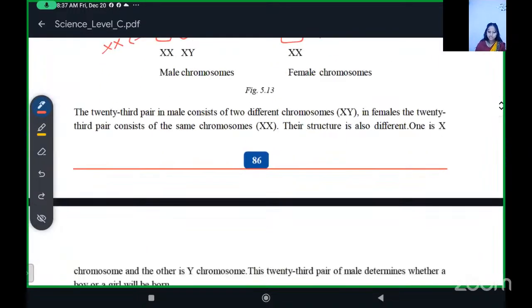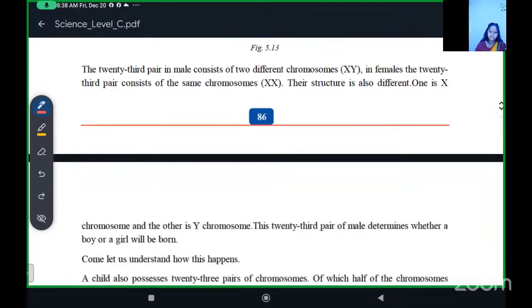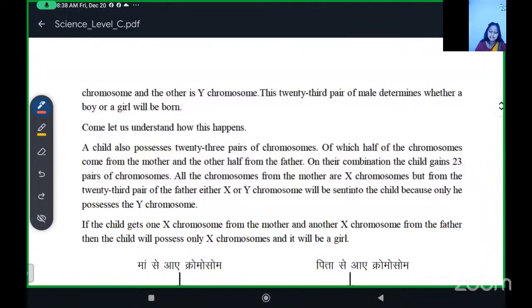Right. So now what happens? The 23rd pair in male consists of two different chromosomes, XY. In females, the 23rd pair consists of the same chromosome, XX. Their structure is also different. One is the X chromosome, but the other is the Y chromosome. Now, this 23rd pair of the male determines whether a boy or girl will be born.